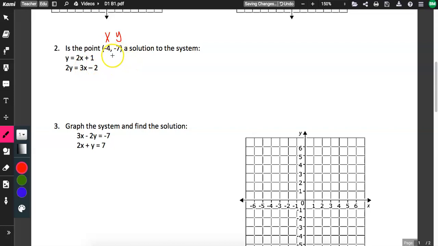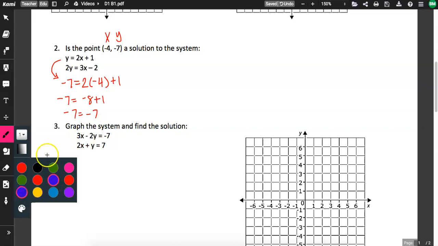So to check if this point is a solution, I'm just going to plug it into each equation. I'm going to start with the first one. Instead of a y, I'm going to replace it with negative 7 equals 2 times x, so times negative 4, plus 1. Now I'll simplify. Negative 7 equals negative 8 plus 1. Negative 7 equals negative 7.